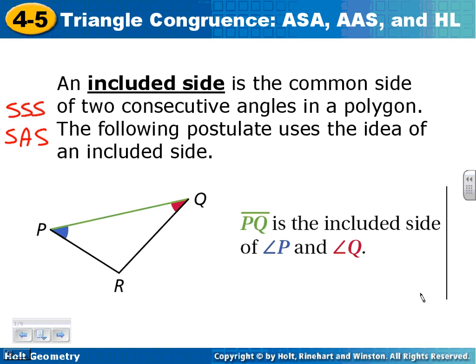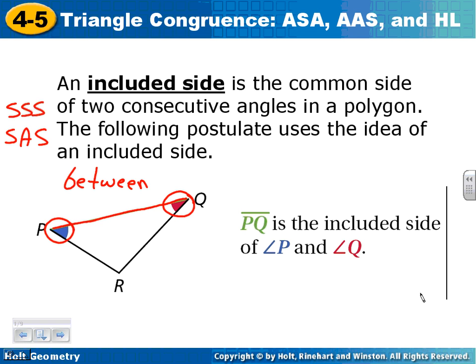This first slide reads, an included side is the common side of two consecutive angles in a polygon. The following postulate uses the idea of an included side. This green right here, I'll highlight it in red. It's between this angle and this angle. Again, it's between. And that's what included means.